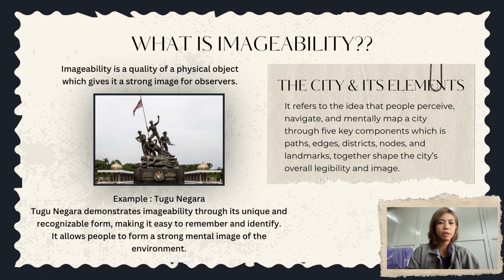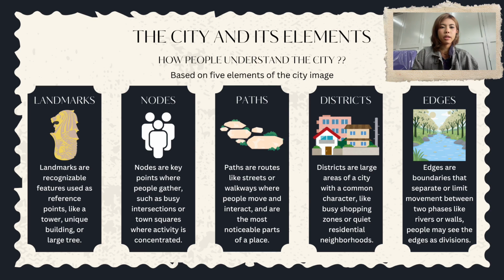Okay, now I will continue by explaining imageability and how people understand a city. Imageability is the quality of a place or object that makes it easy to recognize and remember. When a place has strong imageability, people can quickly form a clear mental picture of it. For example, a unique monument or building is easier to remember because of its distinct appearance. To understand cities better, there are 5 important elements: paths, edges, districts, nodes, and landmarks.